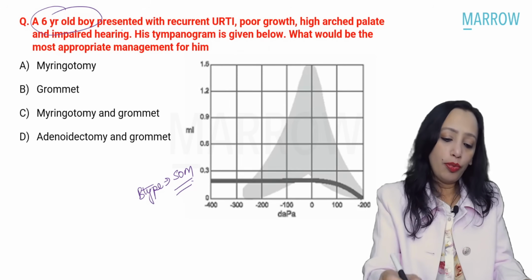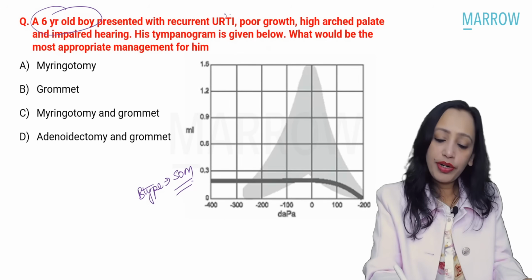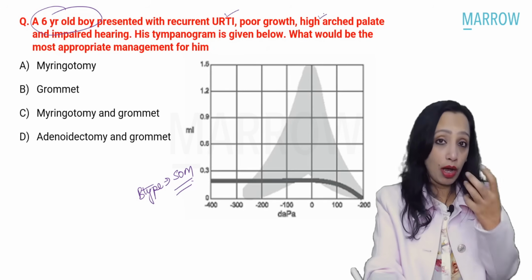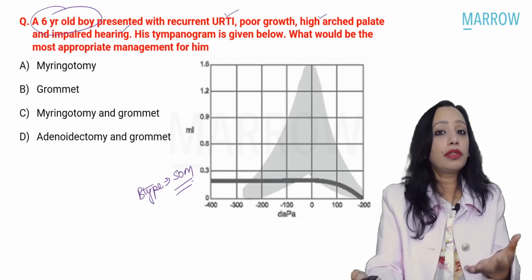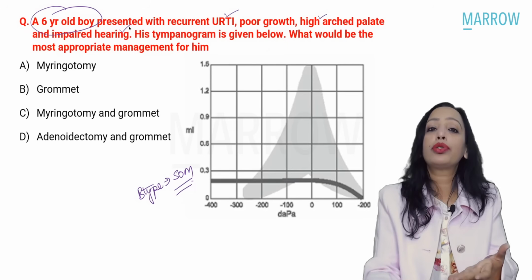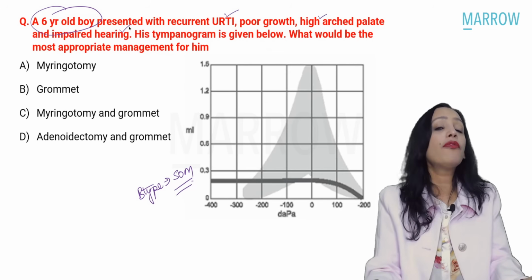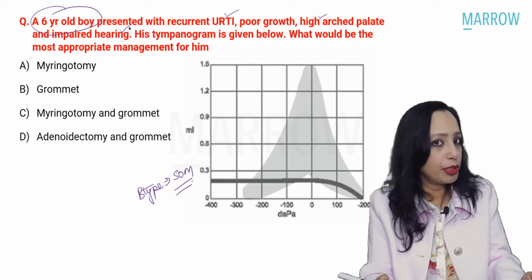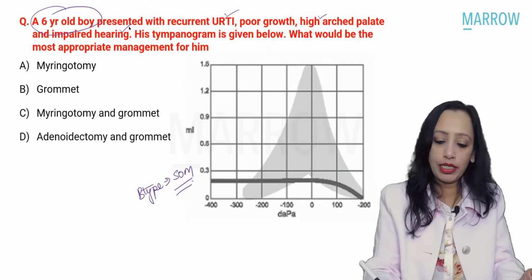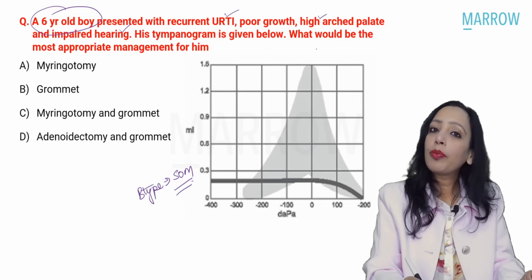So, a 6-year-old boy presented with recurrent upper respiratory tract infection, a high arched palate, which means mouth breathing, and impaired hearing. That is diagnostic here, also that there is otitis media. Yes, all this indicates that this is a patient of adenoid hypertrophy along with serous otitis media. So what would be the most appropriate management?